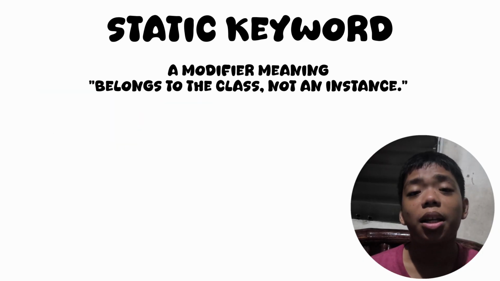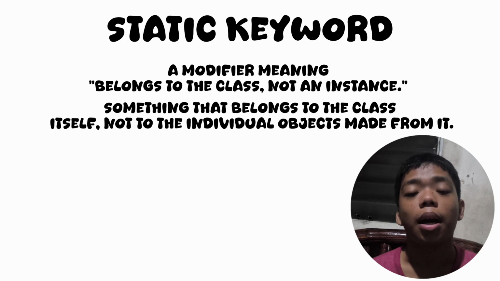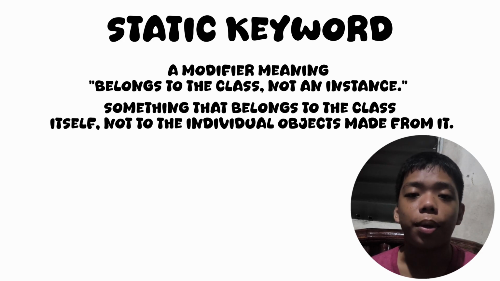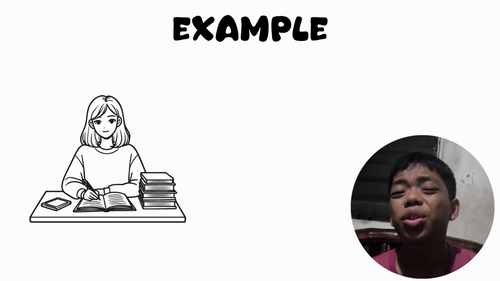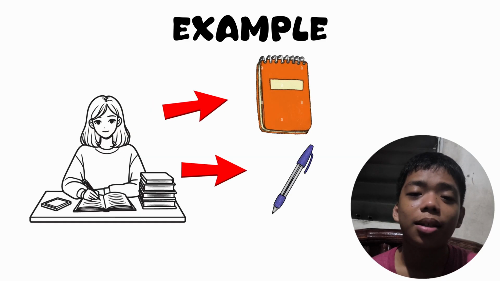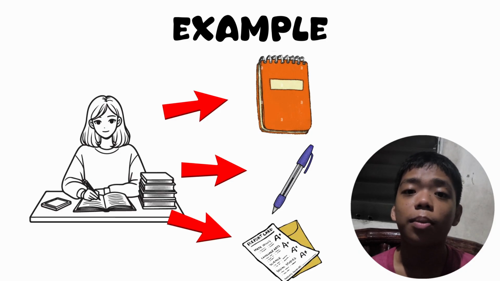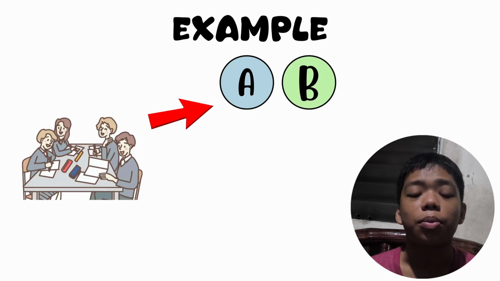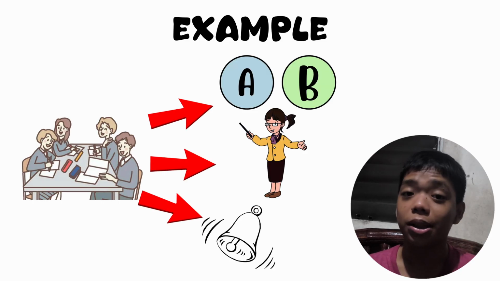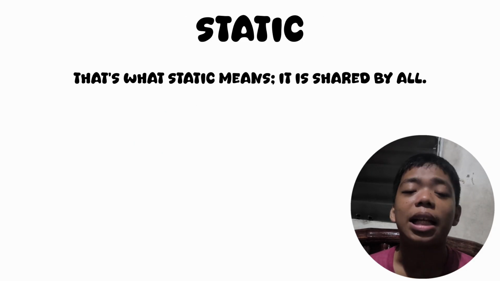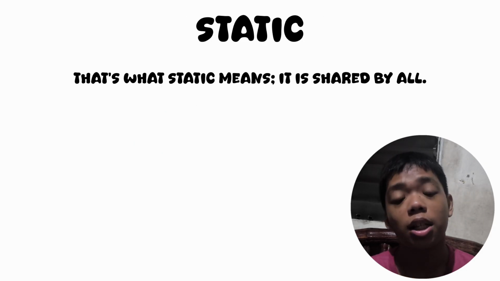Static keyword. Static is a modifier meaning it belongs to the class, not an instance. Think of static as something that belongs to the class itself, not to the individual objects made from it. So for example, imagine a school. Each student has their own things, such as notebook, pens, grades. These are normal variables and methods, but some things are shared by the whole class. For example, the classroom section, the teacher's name, or the bell schedule. These are the same for everyone, no matter which student you ask. That's what static means. It is shared by all.